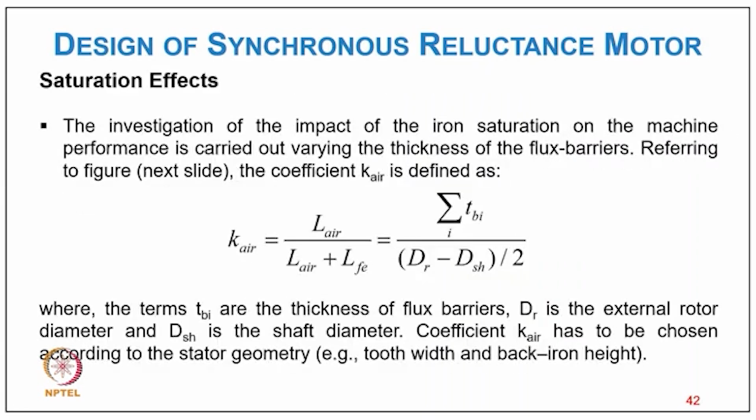Now coming to saturation effect, the investigation of the impact of iron saturation on the machine performance is carried out by varying the thickness of flux barriers. So referring to the figure, the coefficient Kr is defined as Kr equal to L air divided by L air plus L Fe, and that is equal to summation of i as tbi divided by dr minus dsh by 2, where the term tbi is the thickness of flux barrier, dr is the external rotor diameter, and dsh is the shaft diameter. So coefficient Kr has to be chosen according to the stator geometry, that is tooth width and back iron height.